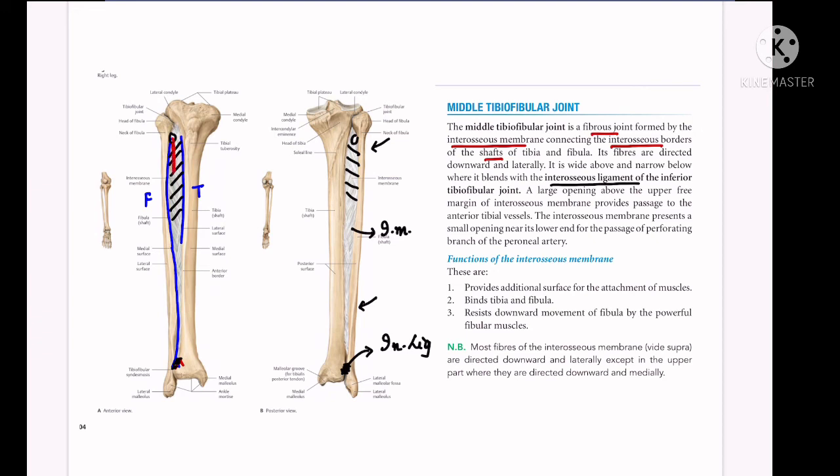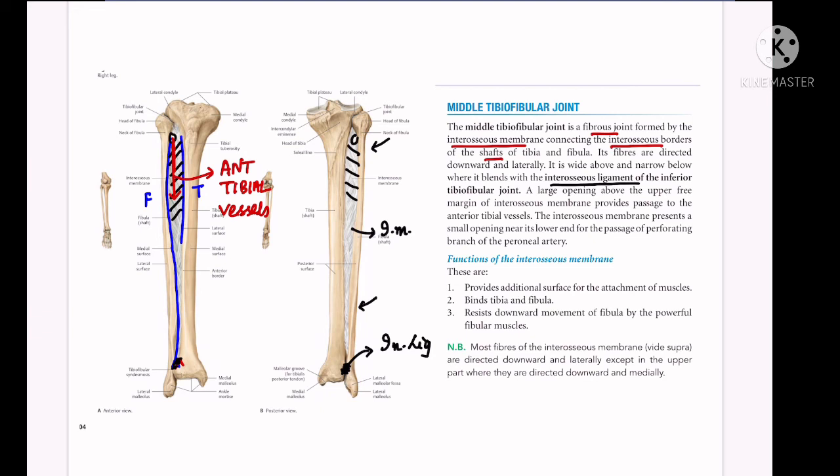These vessels pass through to the anterior surface of the interosseous membrane. That's why they are called the anterior tibial vessels. Anterior tibial vessels lie on the anterior surface of the interosseous membrane.